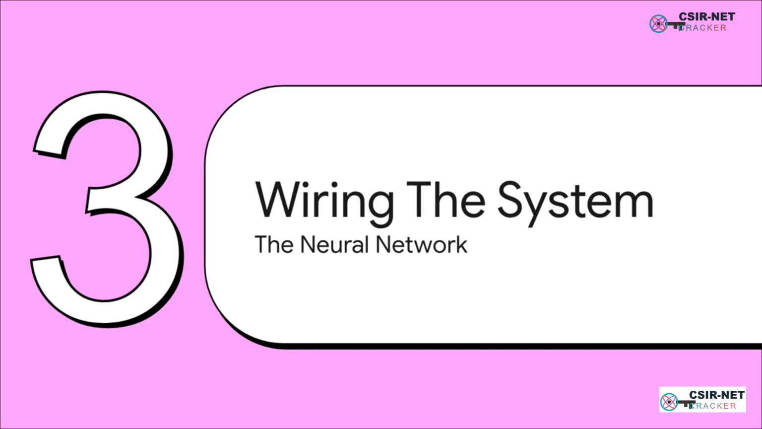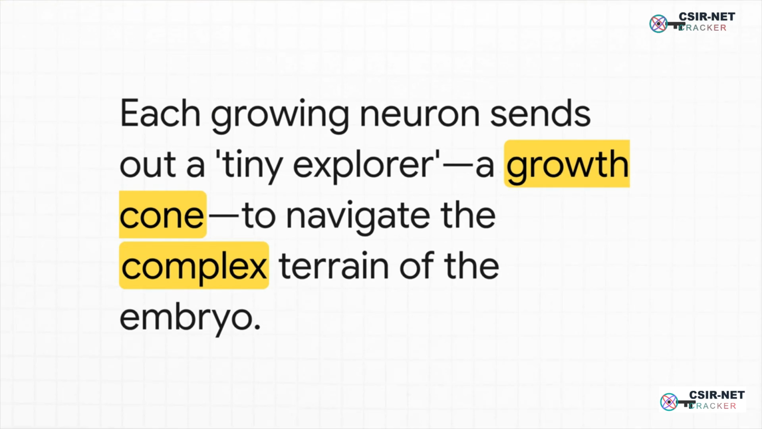The next monumental challenge is wiring the whole thing up with a nervous system so the brain can talk to the muscles and your skin can talk back to your brain. So how does this happen? Well, each individual neuron sends out what you can only describe as a tiny, fearless explorer. It's called a growth cone, and its job is to navigate through the incredibly dense and complex terrain of the developing embryo to find its one specific target, which could be centimeters away, a huge distance on a cellular scale.